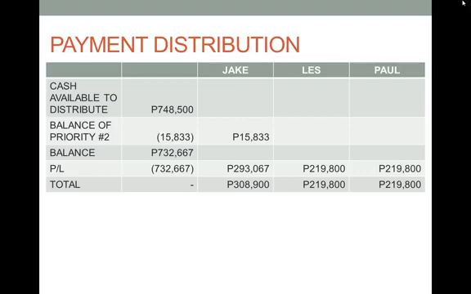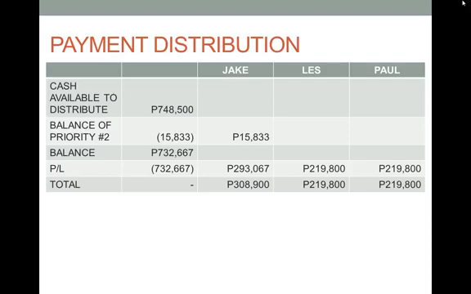After deducting the balance of priority 2, which is si Jake na 15,833, the balance of cash is 732,667. Then that balance will be distributed using their P&L ratio. Now, this time, makakatanggap na ng cash si Les. So, to distribute the 732,667, P&L ratio of 40, 30, 30, to Jake, 40%.